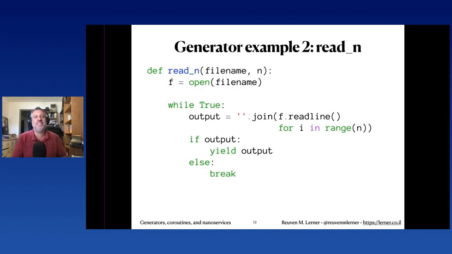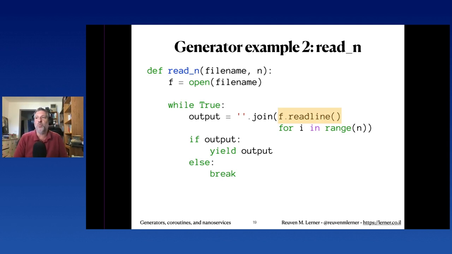Okay, next example, read n. This is a favorite example of mine. We know that if we read from a file in general in Python, we're going to get one line, then the next line, then the next line. But a lot of times, files are not in one-line records. They're in two-line records, five-line records, 10-line records. So read n is a generator function that, when I read from a file, is going to give me n lines back. Okay, so what's going on here?